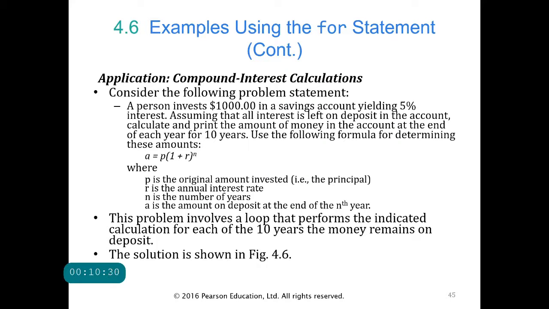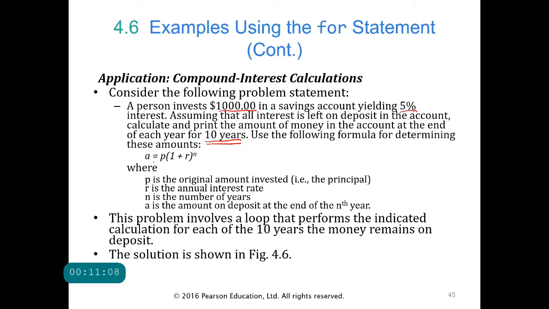Now let's do a bit more complicated and a little more interesting example, which is maybe practically more useful. A person invests $1,000 in a savings account with an interest rate of 5% per year. What we are interested in knowing is how much amount he will have in each of the 10 years that he has invested in this account.